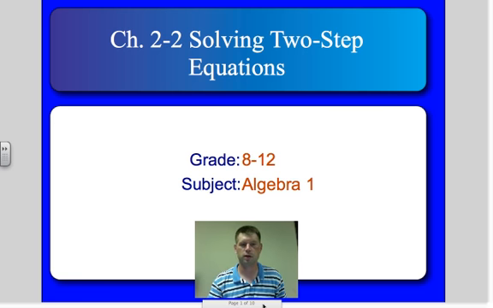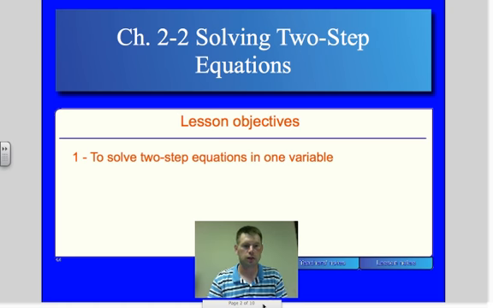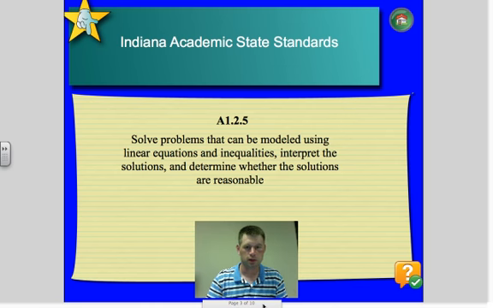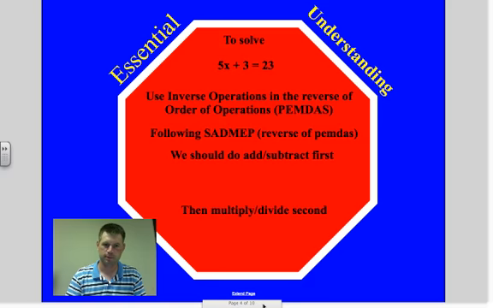Okay, well today what we're going to talk about is chapter 2-2, which is solving two-step equations. So we were talking about one step, so now we're going to move into two-step. Okay, the objective is to solve two-step equations, and again still in one variable. Again, same standard A1.2.5.